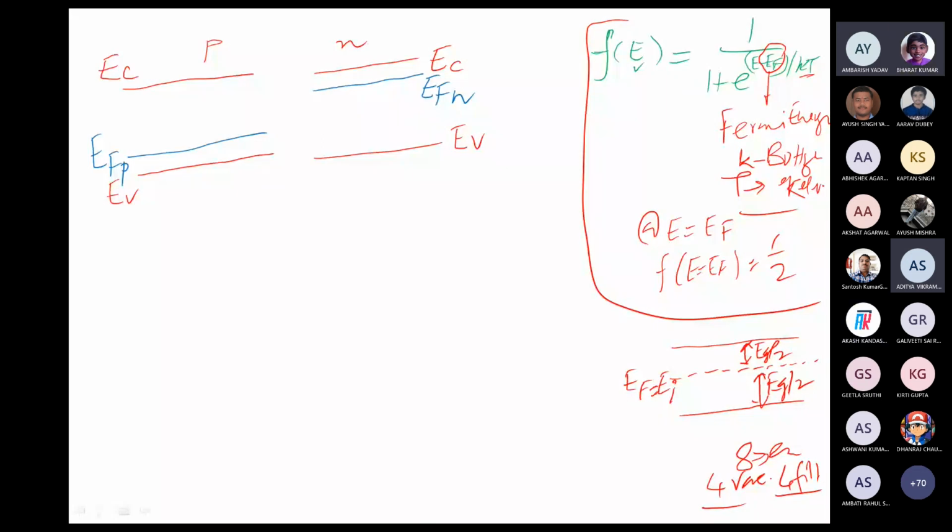Okay, just from the overview, we are trying to look at the concept of the energy band diagram. Sir, why is Fermi energy shifted in P and N type? Please say it again.